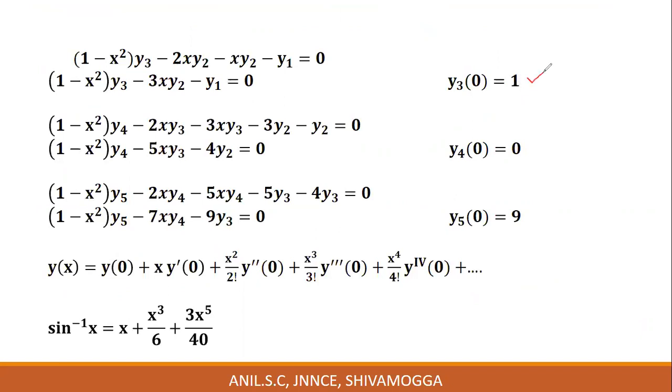Let's see. To find y4, you again differentiate this expression. You get y4 is equal to 0. You do it by yourselves, y4 and y5. You get y4 is equal to 0 and y5 is equal to 9. We are left with only 1 minute. You note down this answer. y4 is equal to 0 and y5 is equal to 9.